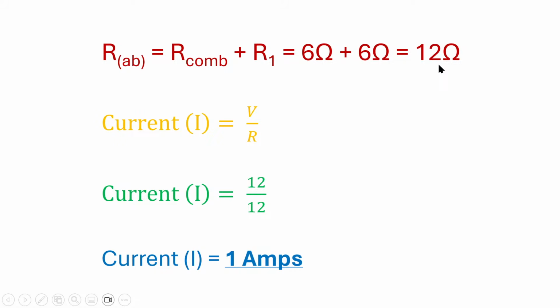After getting the total resistance of the circuit, the next thing is to apply Ohm's law to calculate your current. So your current I is equal to voltage over resistance. Your current I is equal to 12 divided by 12. So by the time you do that, your current is equal to 1 amp.